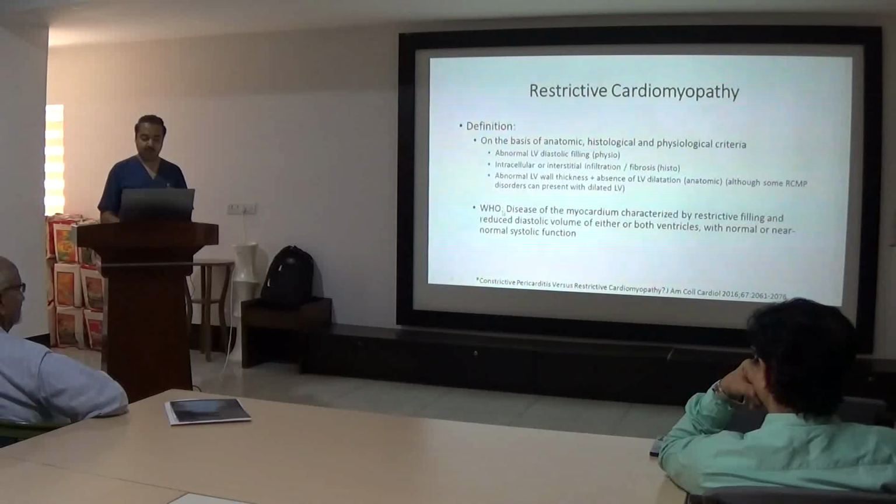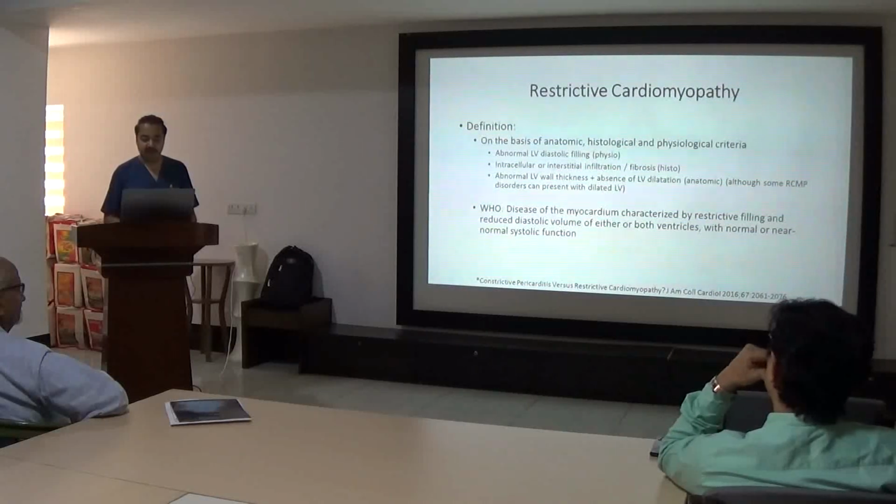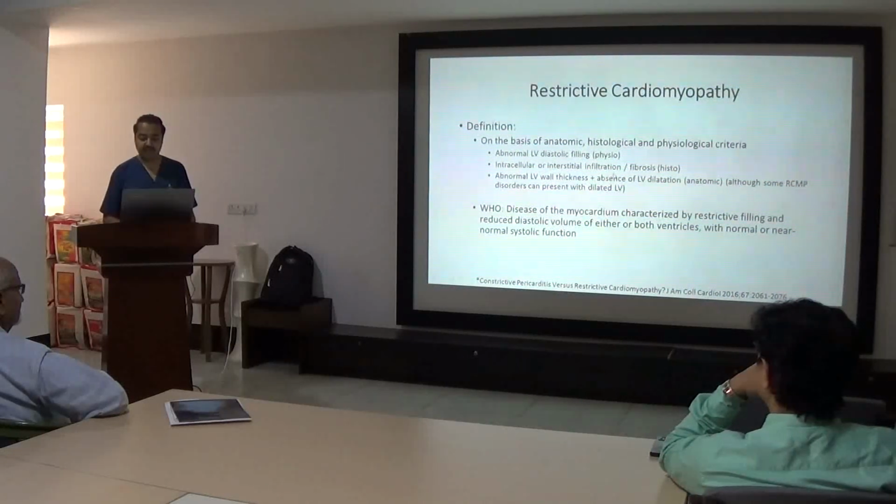By the WHO definition, restrictive cardiomyopathy is a disease of the myocardium characterized by restrictive filling and reduced diastolic volume of either or both ventricles with normal or near normal systolic function. So here the problem is with diastolic function only. Systolic function remains normal. If we define it further on the basis of anatomical, histological and physiological criteria, physiologically it's an abnormal LV diastolic filling. Histologically it is intracellular or interstitial infiltration or fibrosis that includes multiple etiologies that I'll come to in the next slide. And there is abnormal LV wall thickness with absence of LV dilatation.